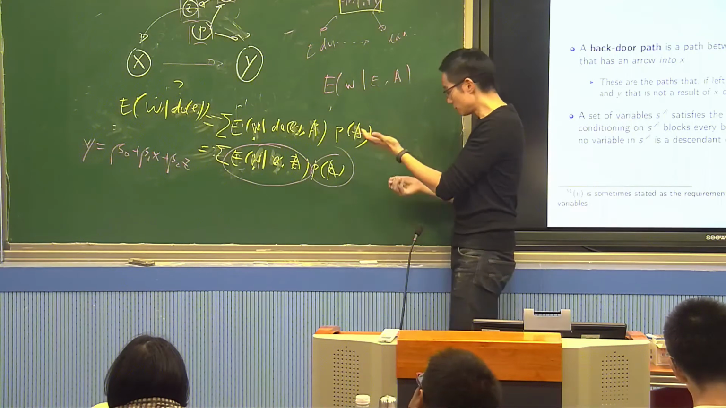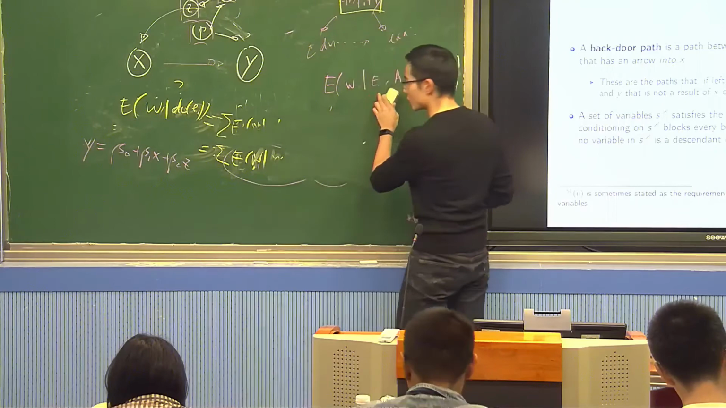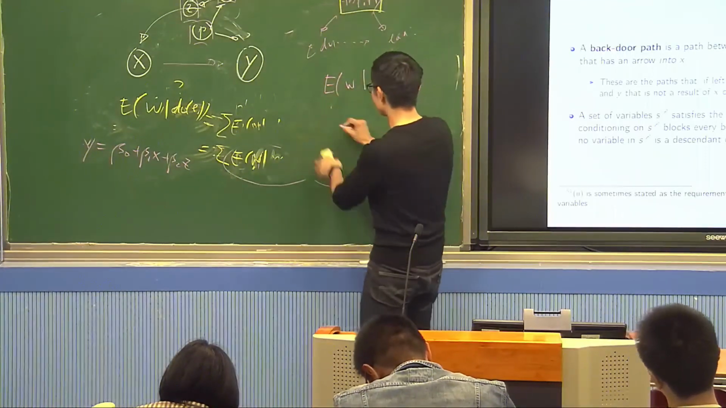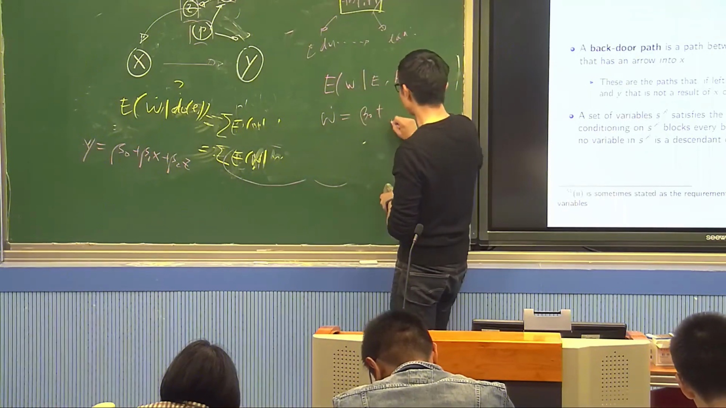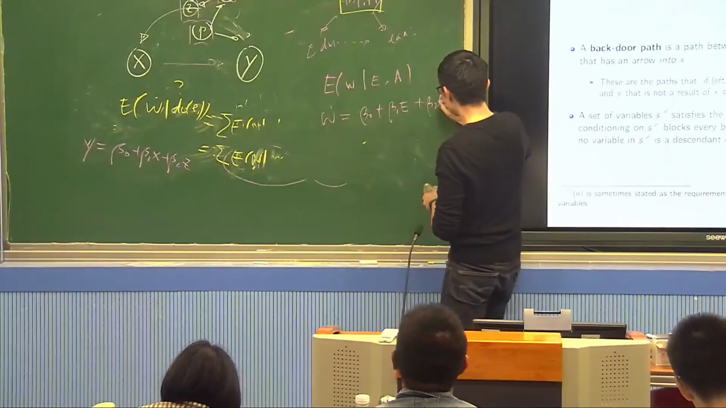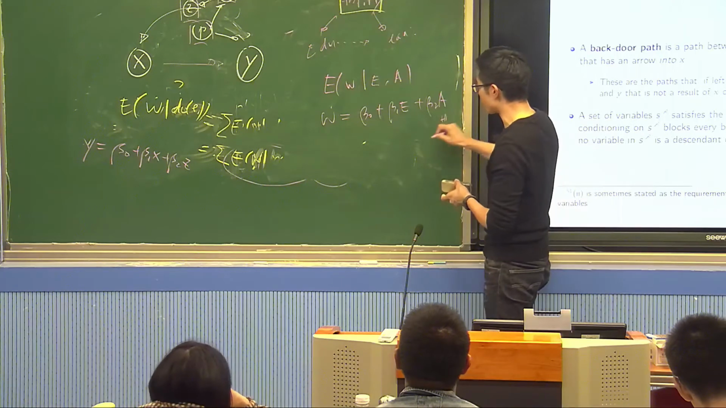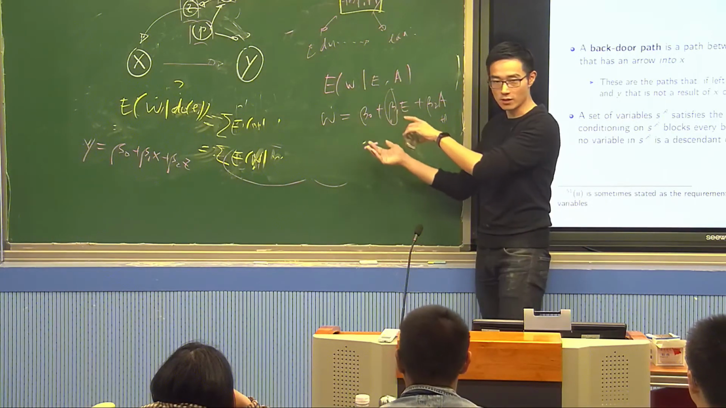Well, the easiest way to estimate this will be to run a linear regression, which is your income is a function of beta 0 plus beta 1 education plus beta 2 A. A will be your exam scores. And then you can do a linear regression, and this beta 1 will be essentially the interesting causal effect, right?